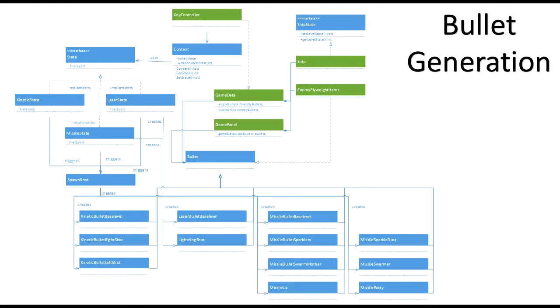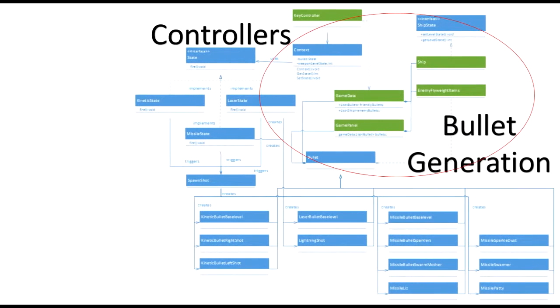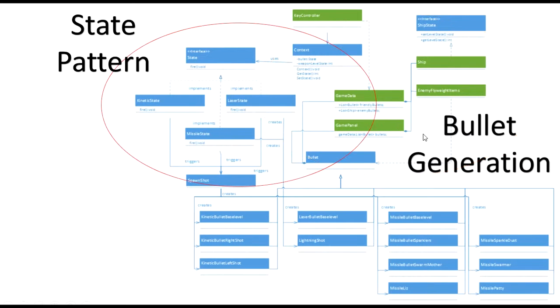The remaining part of what I did for the project entails the bullets themselves. Here's a diagram of everything that's going on. So basically here's the gist of it. Over here is basically the controllers. This holds the data. It also has the user's input that actually initiates this bullet generation system.